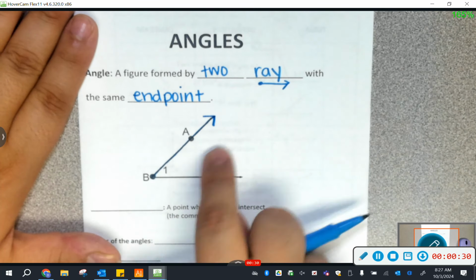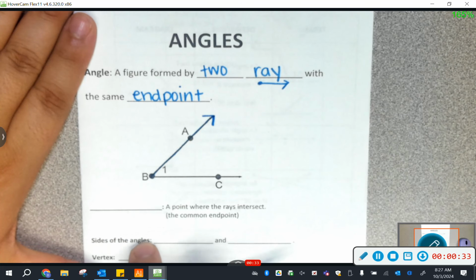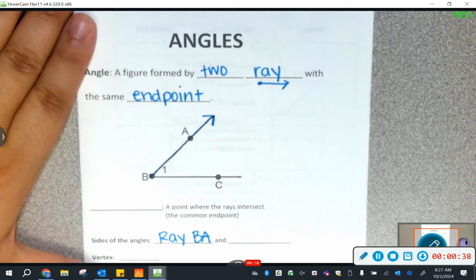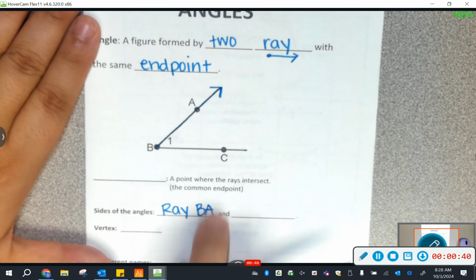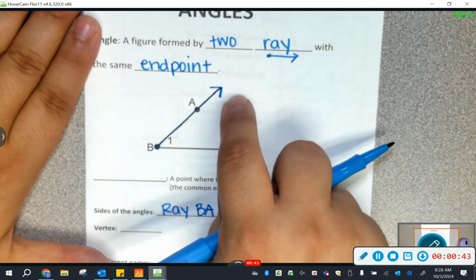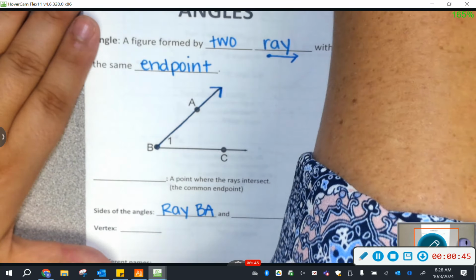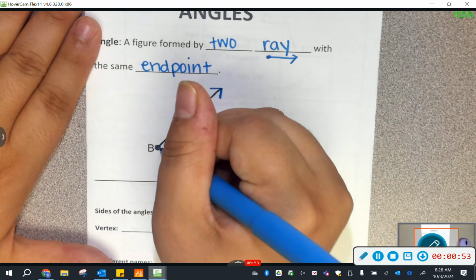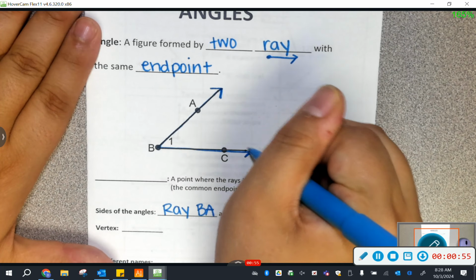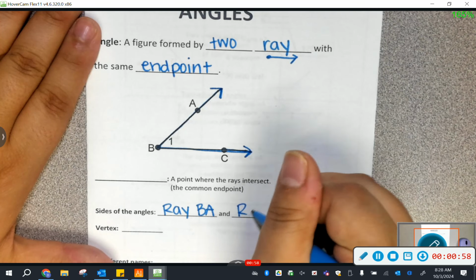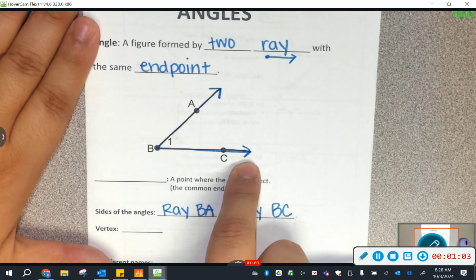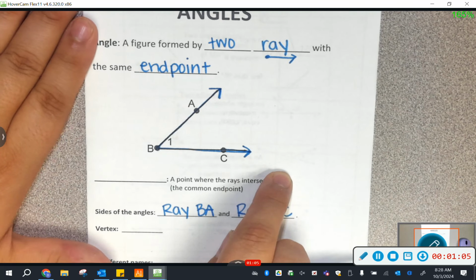This is one side of my angle. So right here where it says sides of the angle, can you write ray BA? B has to come first, then A, because B is where it starts, then it goes to A. What's the other ray? What's the other side? BC. The bottom is ray BC. Again, it has to start with B and it goes to C because C goes on forever.